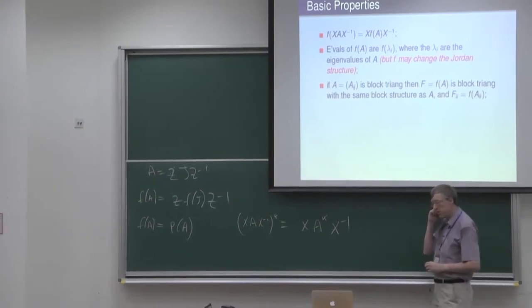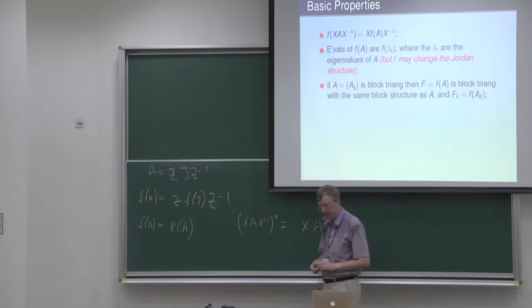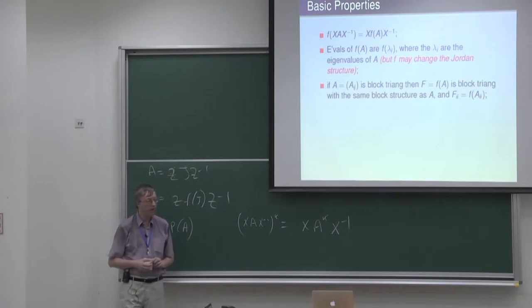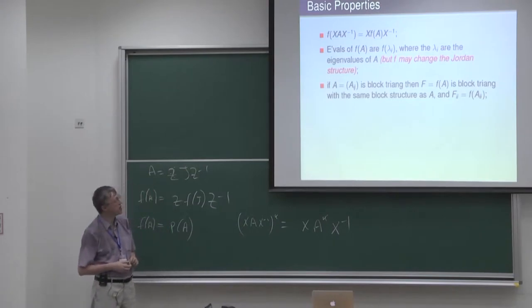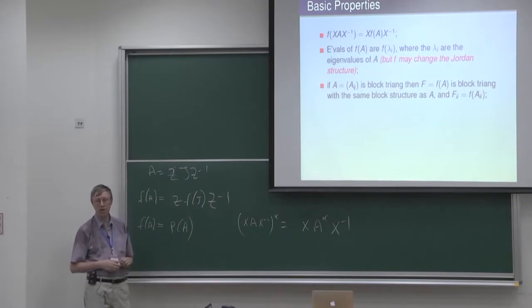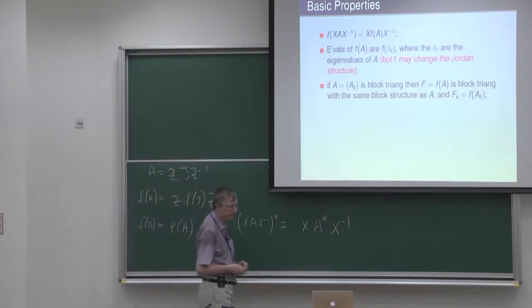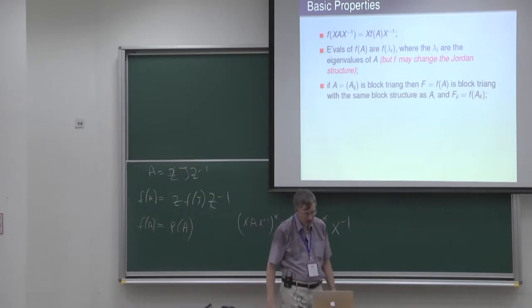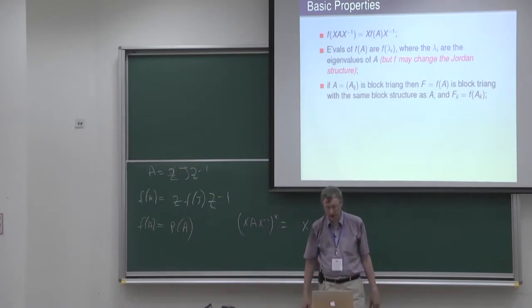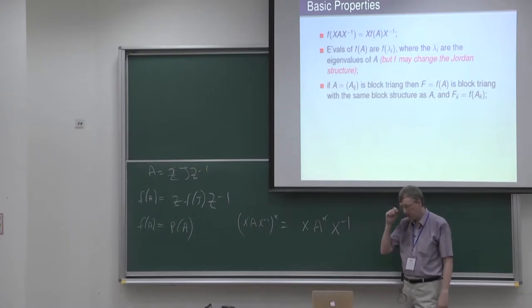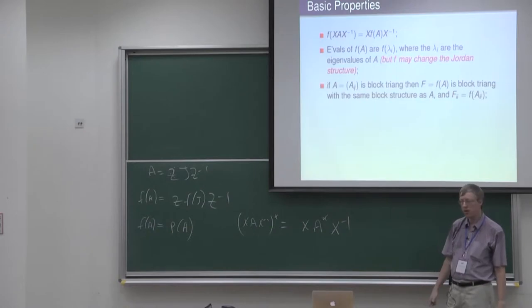And the first result is useful because it means that if we want to compute f of A, we can consider computing f of a transformed matrix that's of a simpler form. So if we can choose X to make X A X inverse simple, say triangular, block diagonal, something like that, then that may be a good route to get f of A. And the second property says the eigenvalues of f of A are f of the eigenvalues of A. I think that's one of the questions on the exercise sheet, in fact.